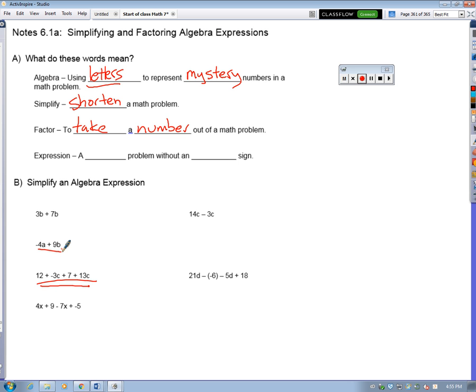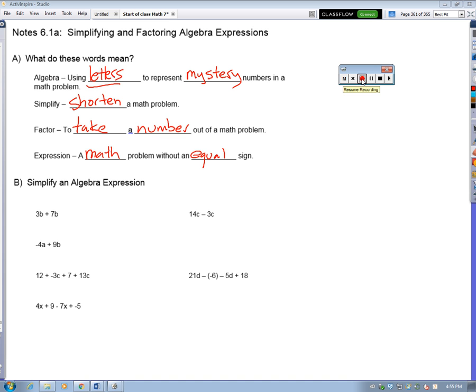An expression is a math problem without an equal sign. All these things below here, these are all expressions, right? There's no equal sign. It's like half of a problem. It doesn't tell you what it's equal to. It doesn't give you a final answer. It just gives you one side of the equation. Alright, so let's work on simplifying an algebra expression first.